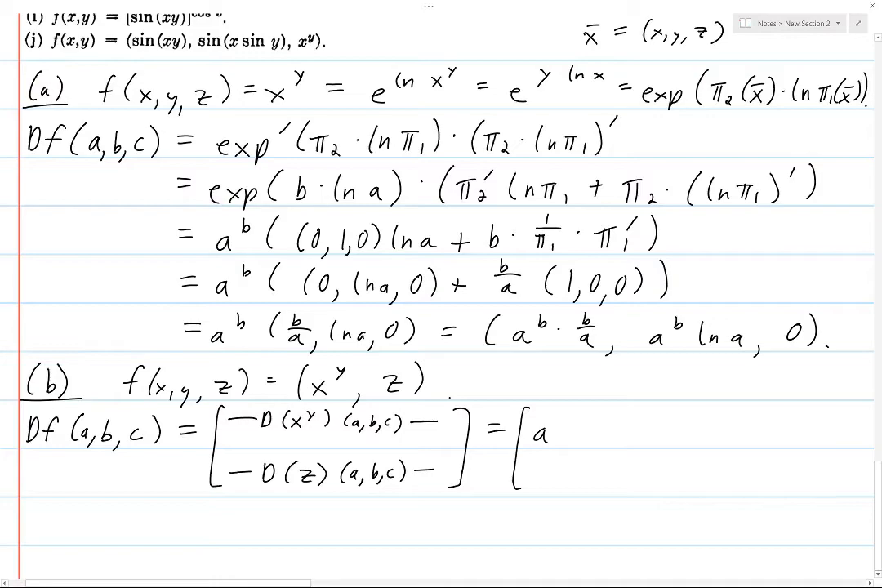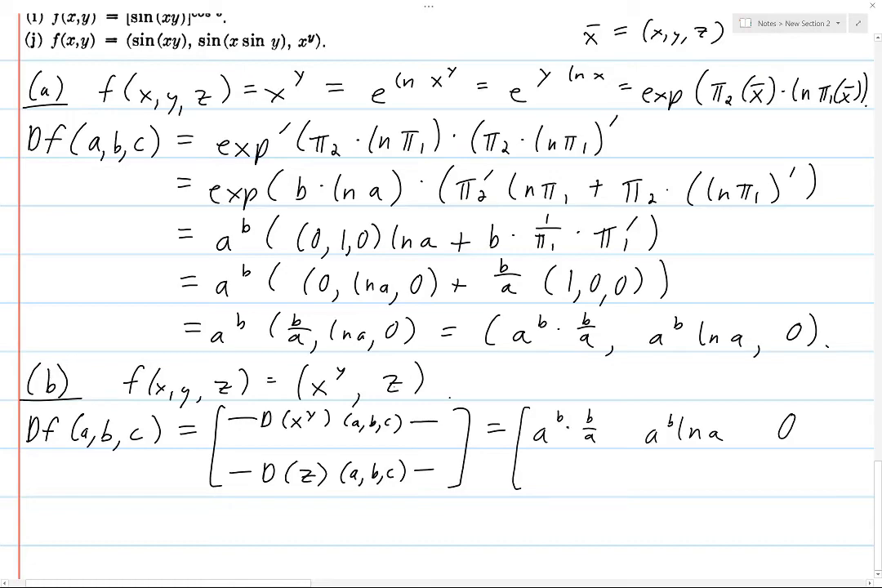And then for the final function, the third function, it's just pi 3. It's just projecting the third coordinate, and the derivative of that is obviously (0, 0, 1). So the final row here is just 0, 0, 1, and of course the point (a, b, c) does not matter for this final row. But yeah, that's how you do part B.